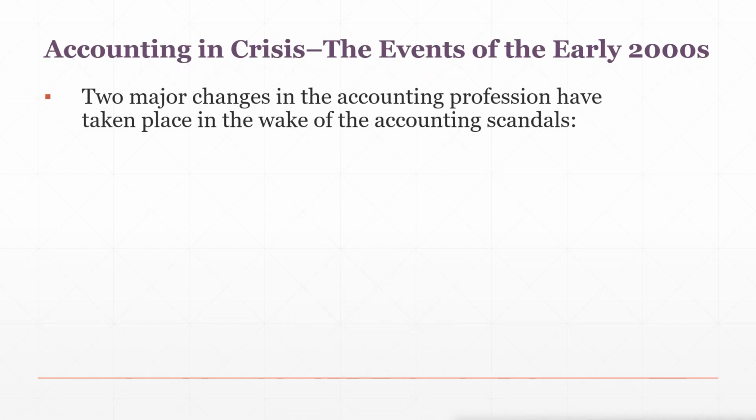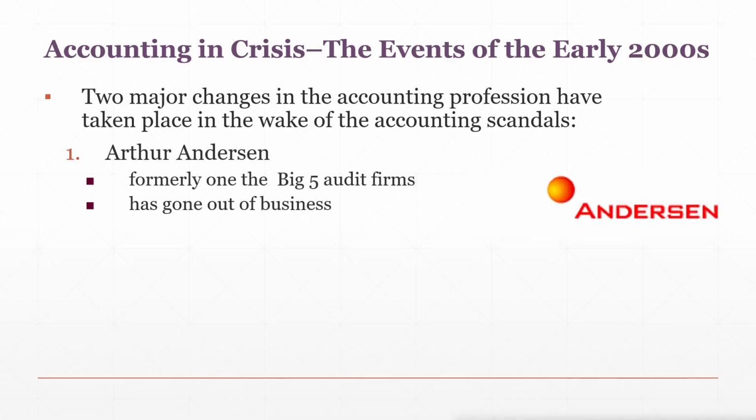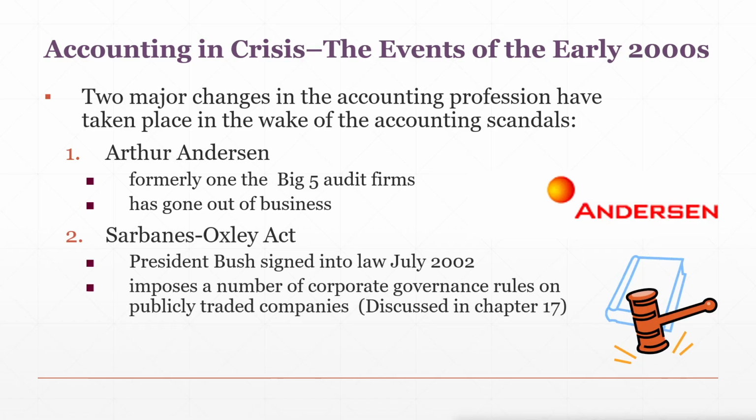Two major changes in the accounting profession have taken place in the wake of the accounting scandals. Arthur Andersen, formerly one of the Big 5 audit firms, is no longer in business. And the Sarbanes-Oxley Act. President Bush signed this into law in 2002, and it imposed a number of corporate governance rules on publicly traded companies, which are discussed later in the book in Chapter 17.